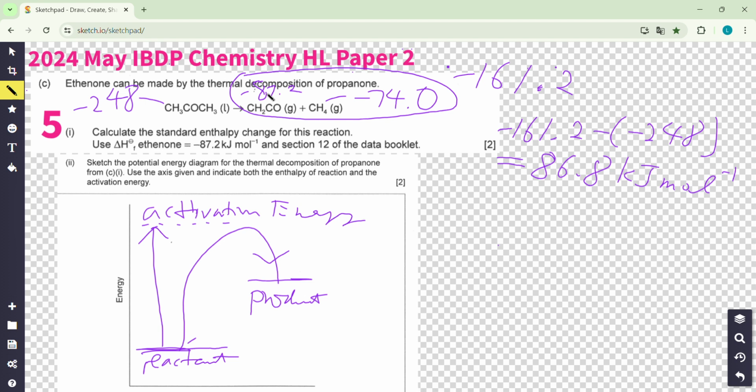And where is the 86.8? Yeah, here, this is 86.8 kilojoule per mole. Okay, that's it. Got it? Well done.